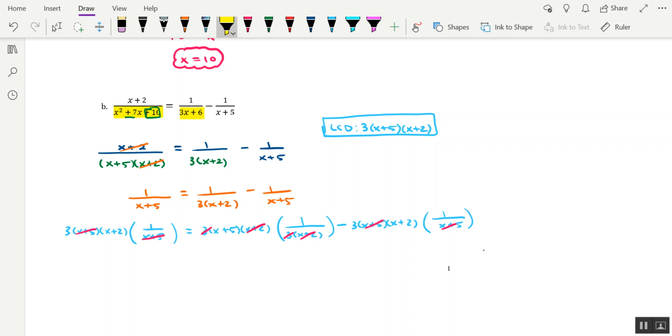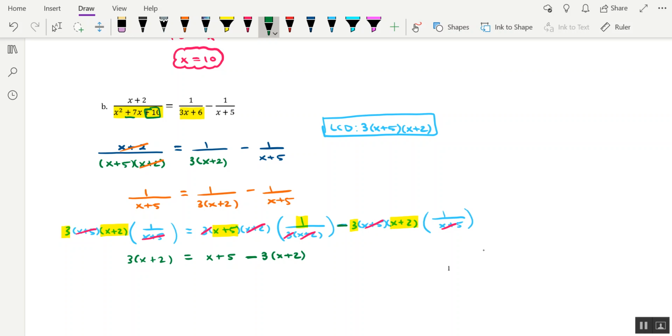It's easy to just get lost in the mix here, but let's focus on what did not cancel. On the left-hand side, the 3 and the x plus 2 didn't cancel. So that's going to remain on the left, 3 times quantity x plus 2. Going to the right, this x plus 5 and 1 didn't cancel, but we know that x plus 5 times 1 is simply x plus 5. Don't forget we have this minus sign, so let's write that out. And what didn't cancel with the very last cluster was the 3 and the x plus 2. So that's going to be minus 3 times quantity x plus 2.